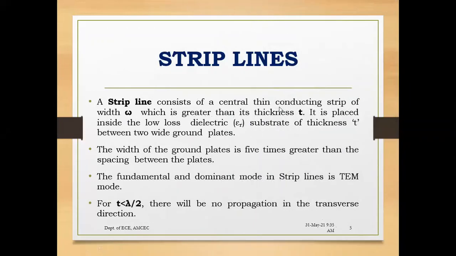Next, a strip line consists of a central thin conducting strip. We have seen this already, W, which is greater than thickness T. Now, each and every strip line will have a dielectric constant. It can be of different values for different substrates. Now, when I say substrate, what is the meaning of substrate? Anybody? Any idea?